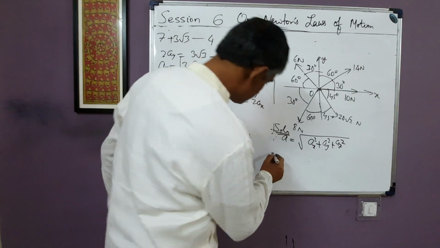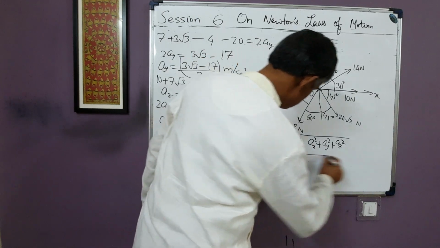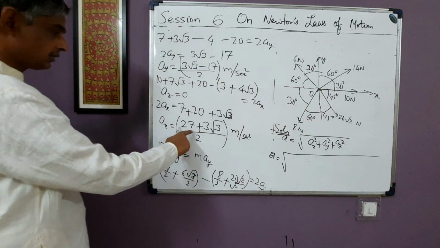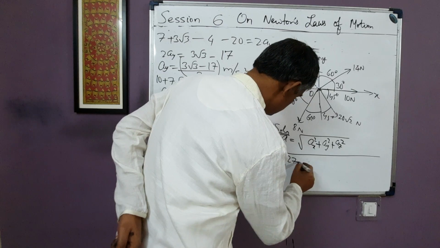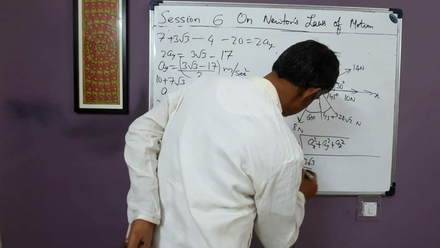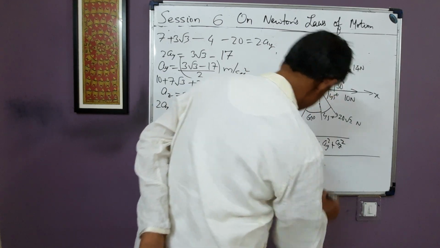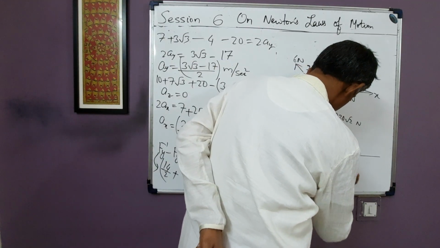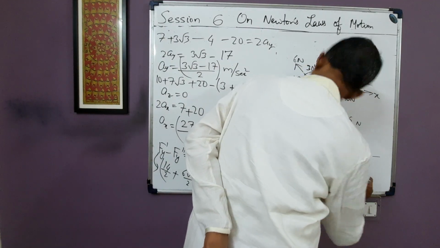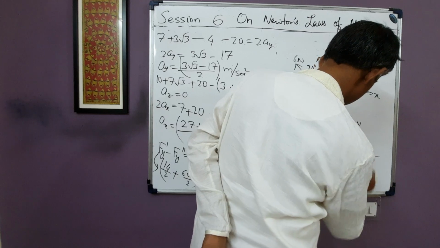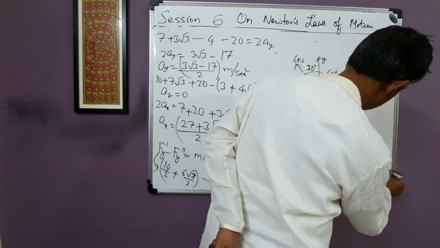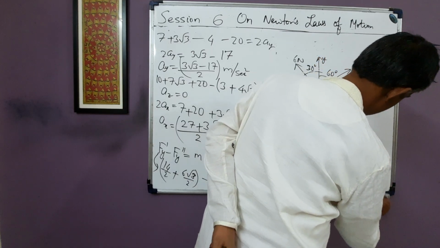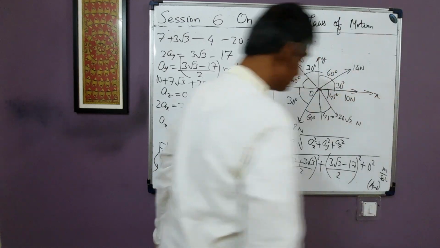So magnitude of A becomes root under Ax square plus Ay square plus Az square. How much is Ax? 27 plus 3 root 3 by 2 whole square plus Ay square, 3 root 3 minus 17 by 2 whole square. Az is 0 square meter per second square. This is therefore the required answer.